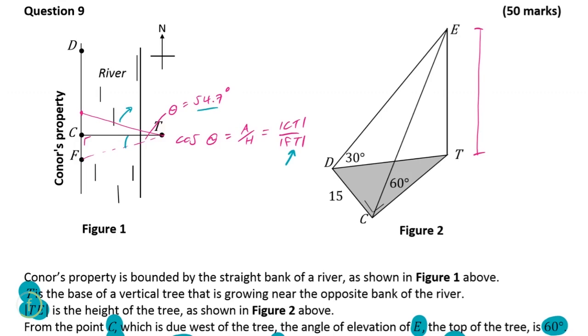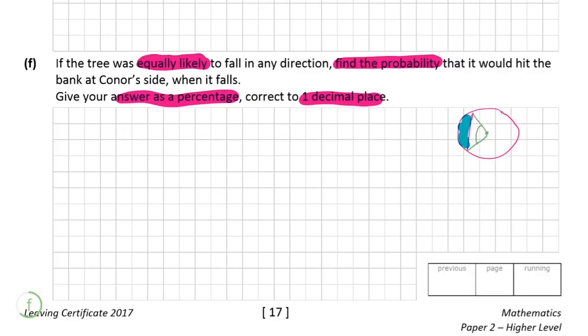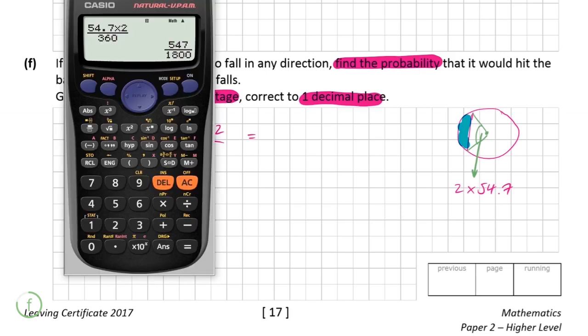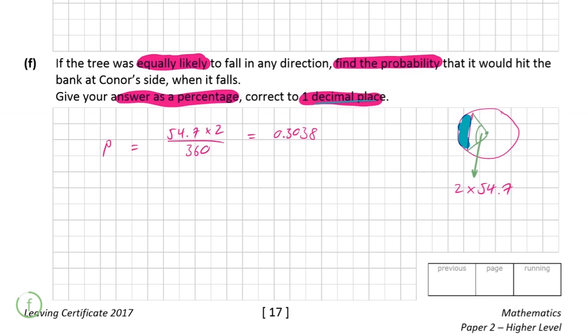On the leftmost side of the radius, that means our little doodle here, if this was the radius that the tree would fall in, for it to be on the other side of the river, this would be 2 times 54.7. That means the probability, which we're going to call P, is equal to 54.7 times 2 over 360, which is the total range of degrees it could land in. So 54.7 times 2 divided by 360 will give us 0.3038, which as a percentage, correct to 1 decimal place, is 30.4%. And that's our final answer.